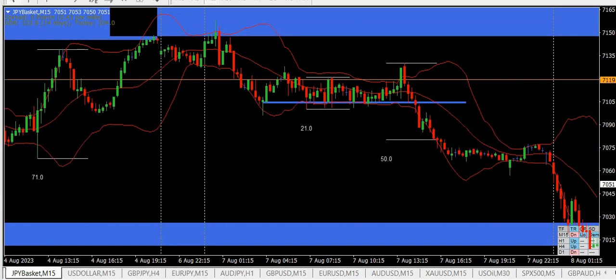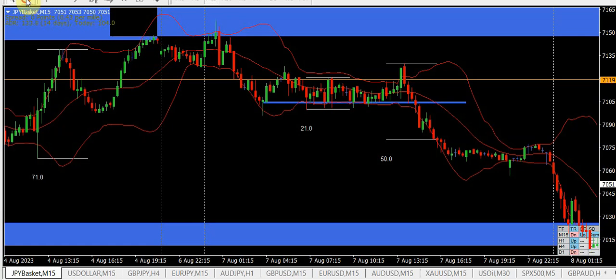Okay, let's have a quick look at the yen basket for the same day, 7th of August. So you'll see the London session was very flat anyway. So when it's flat and the Bollingers are more or less horizontal, that's not the time to use this strategy because you're going to get a lot of fake outs. So it'll just snap down and come back, go up and come back.